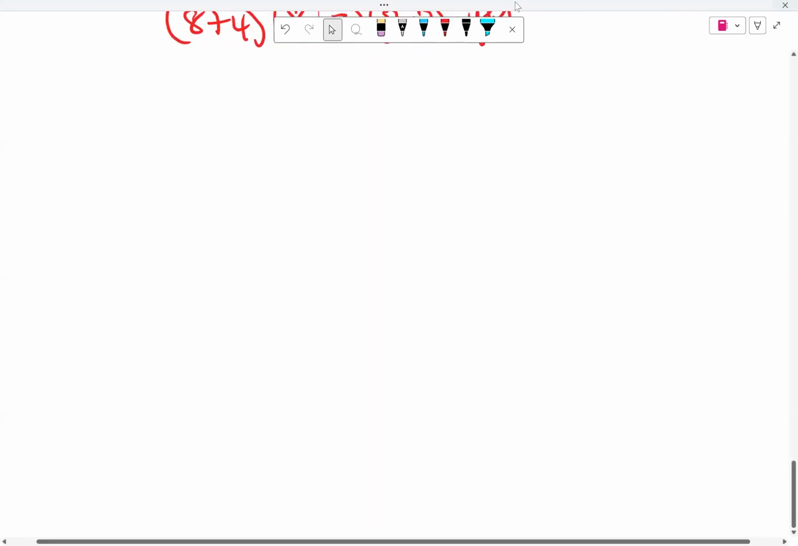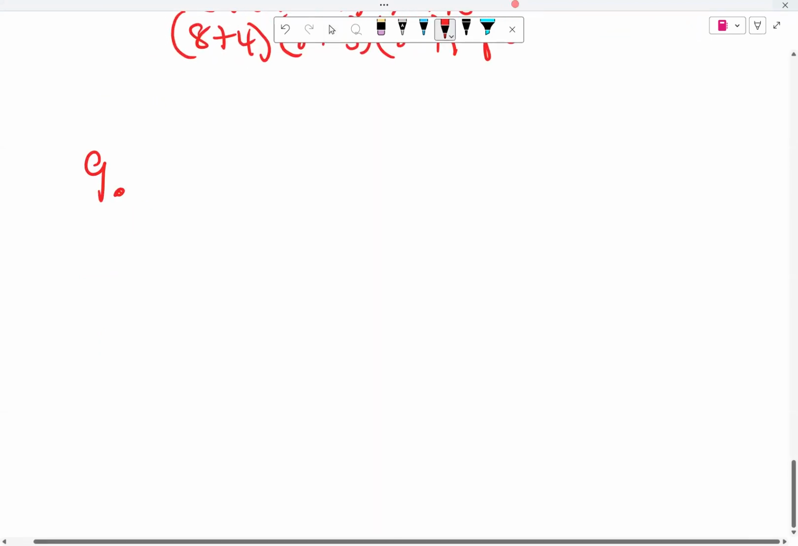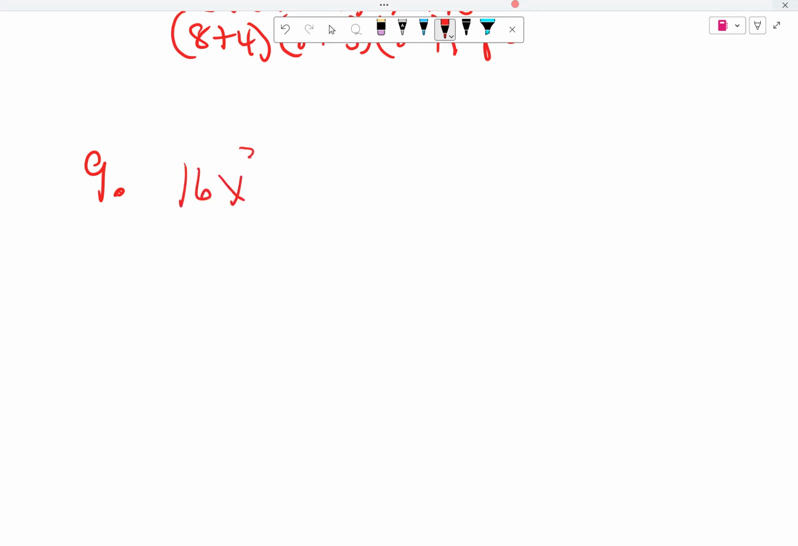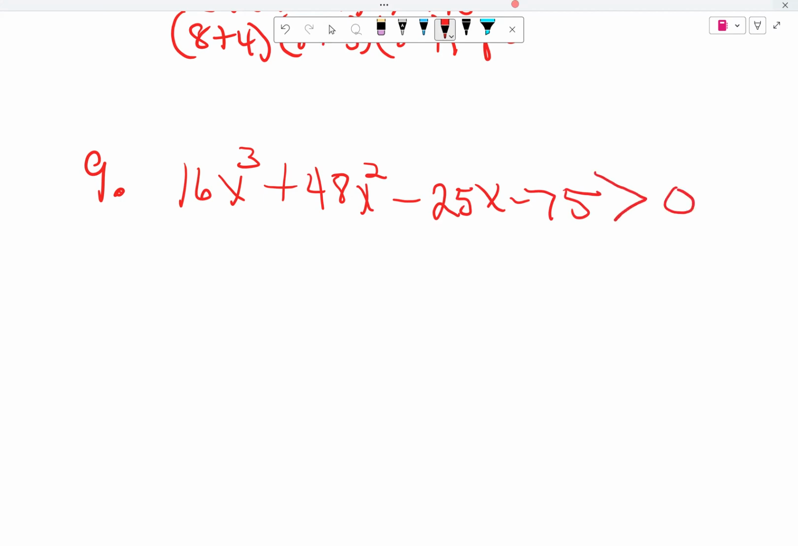Okay. We're almost done. Number 9. On question 9, you have a perfect example of factor by grouping. Same thing here. You have 16x cubed plus 48x squared minus 25x minus 75. Is that a number that's greater than 0?